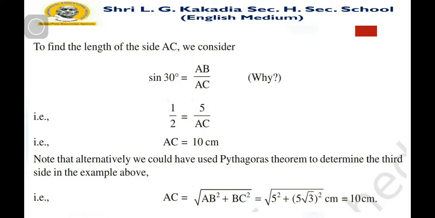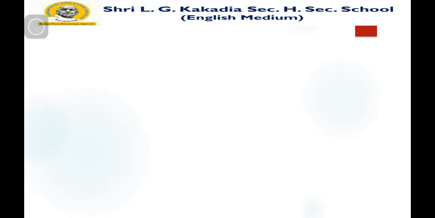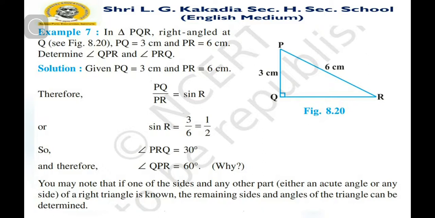Now let's do one more example. Example number 7. In triangle PQR, right angle at Q, PQ is equal to 3 centimeter and PR is equal to 6 centimeter, as you can see in the figure. Determine angle QPR and PRQ. We want to find these two angles.